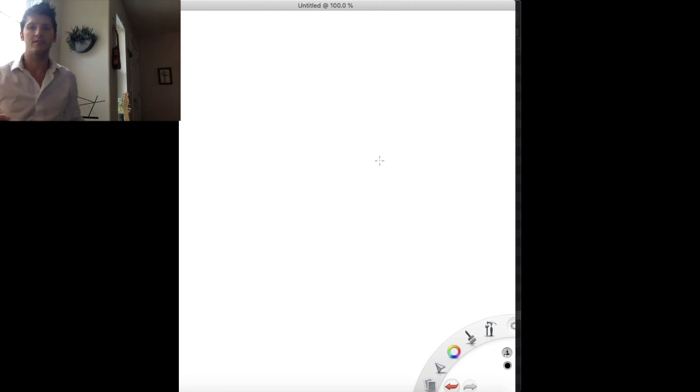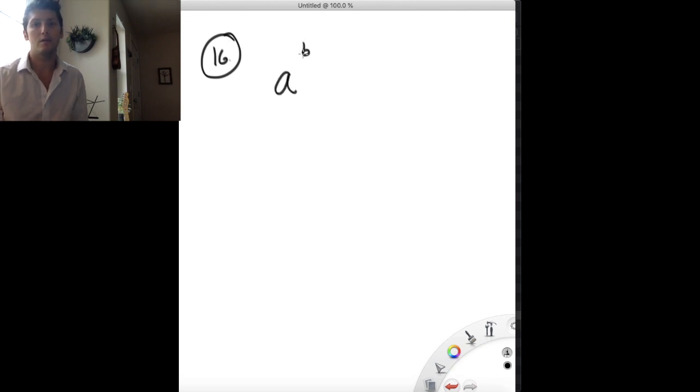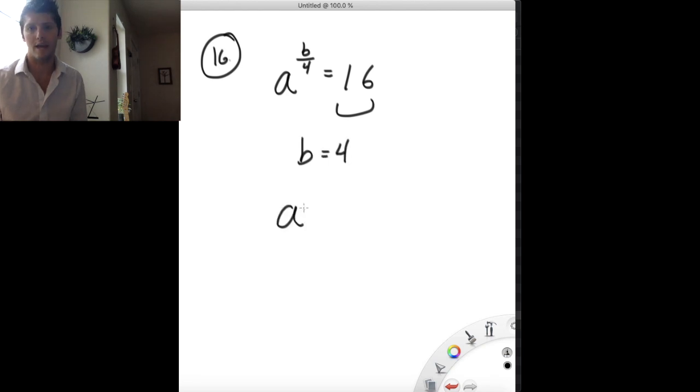Okay, so I'm going to breeze through. Actually, I think I'll do all of them here. Here's 16. It says a b over 4 equals 16. You can pick any numbers you want here. Look, I'm thinking about 16 as like, the easiest thing to do, make b 4. Then you have a to the 4 over 4 equals 16. You could have then a to the 1 equals 16.